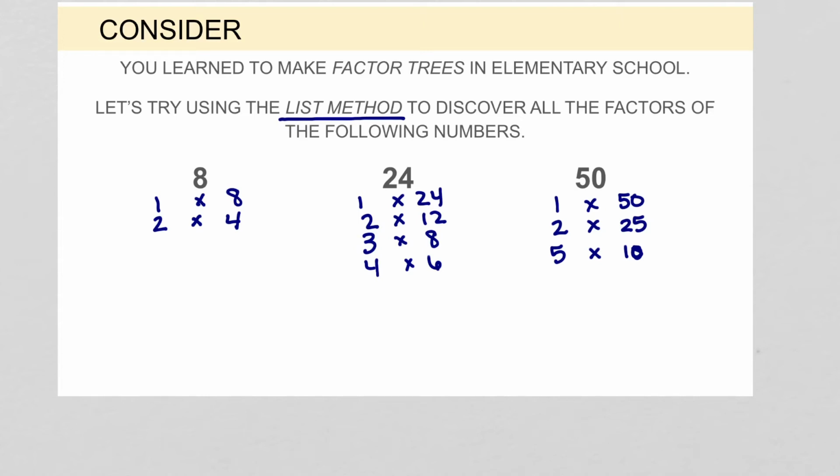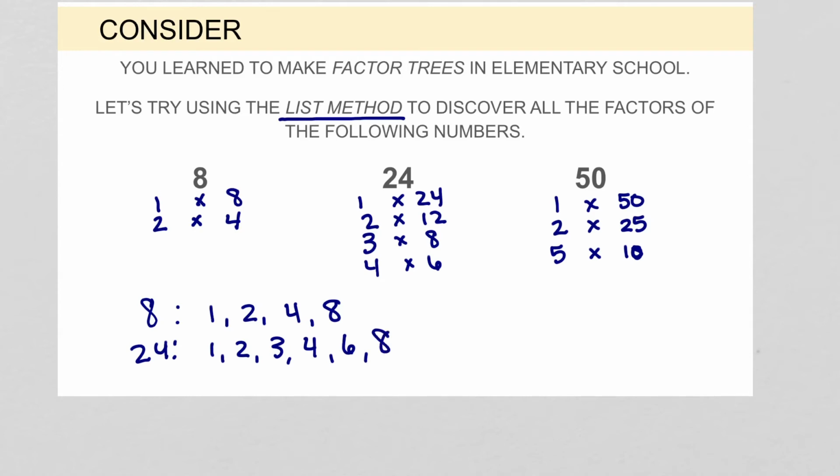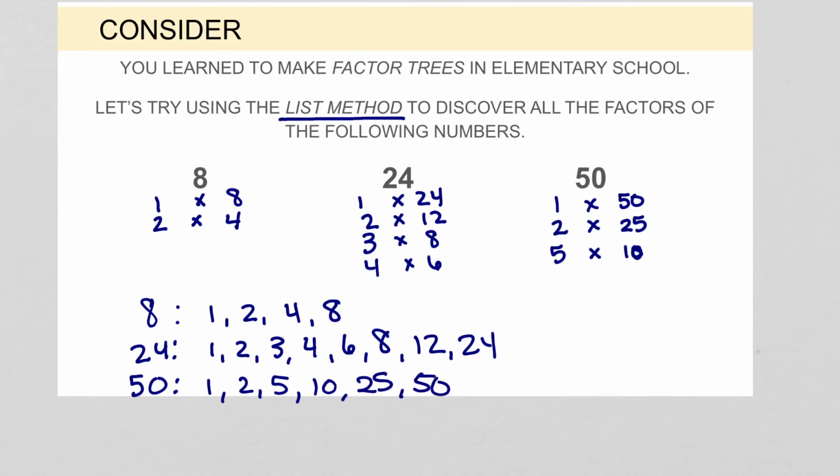So I could organize it like this. I could say that the factors of 8 are 1, 2, 3, no, not 3. 3 is not on my list. 1, 2, 4, and 8. The factors of 24 are 1, 2, 3, 4, 6, 8, 12, and 24. See if I listed out all my factors of 50. 1, 2, 5, 10, 25, and 50.